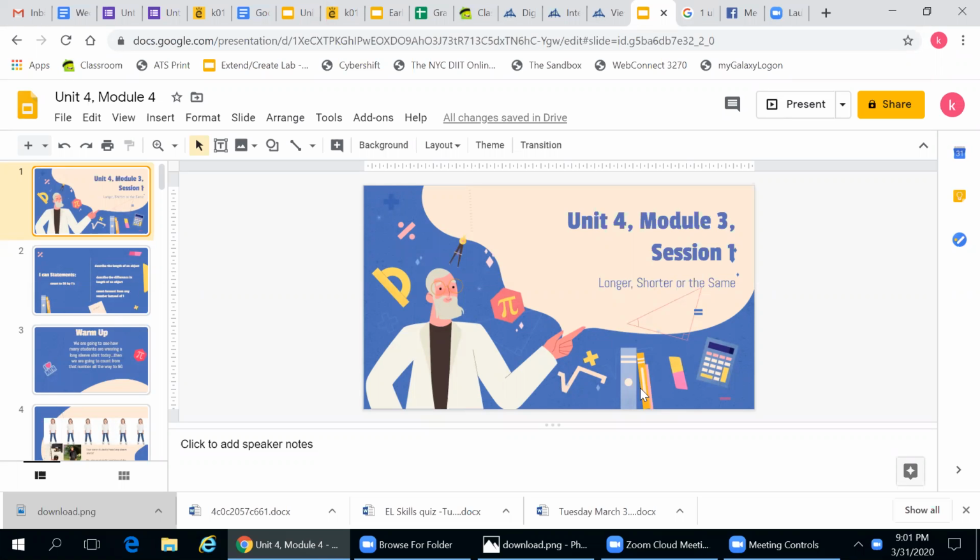So today for our math lesson, we are actually in a brand new module. It is Unit 4, Module 3, and it is our first session of this new module. And we're actually going to be talking about longer, shorter, or the same. We're going to do a lot of different measuring in this module, which I'm so excited about.